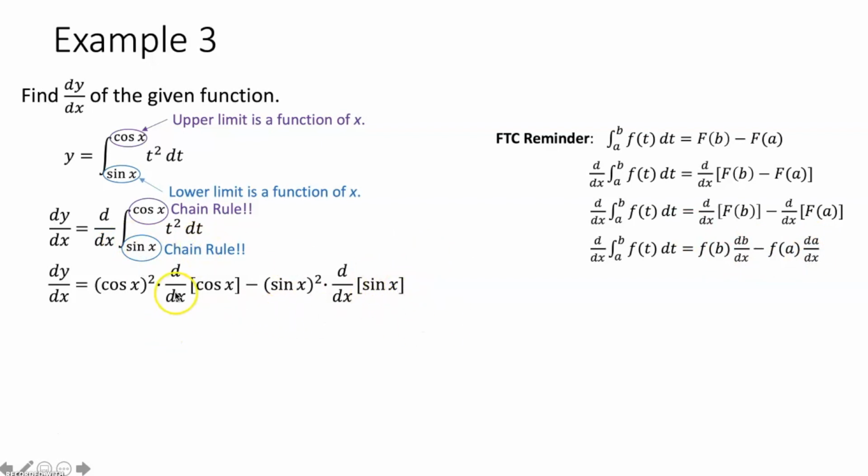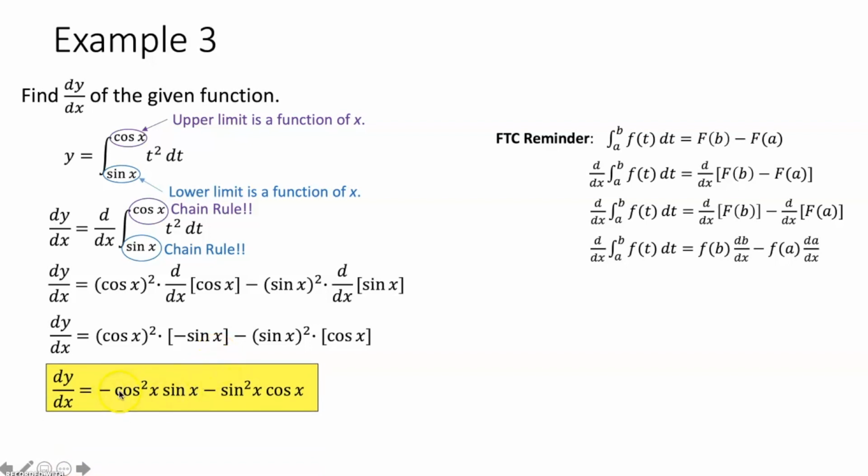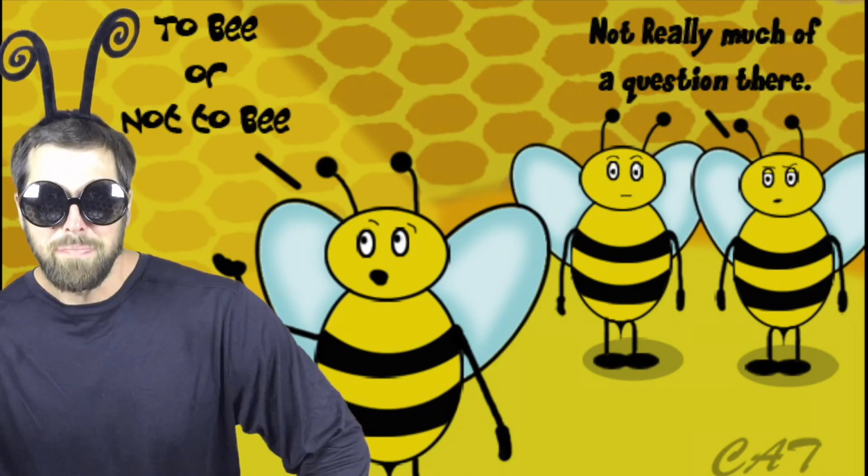Now I just simplify. What is the derivative of cosine of x? That's negative sine of x. What's the derivative of sine x? That's cosine of x. Then I simplify this and I end up getting negative cosine squared x sine x minus sine squared x cosine squared x. That is the derivative of this definite integral up here. Time for me to buzz off.